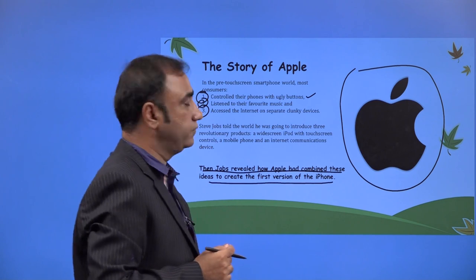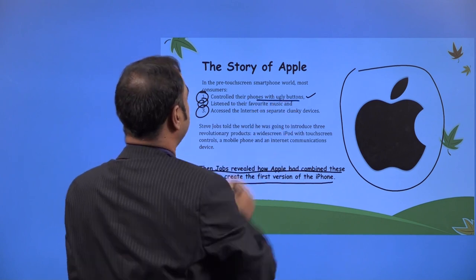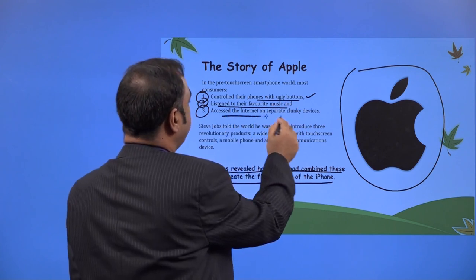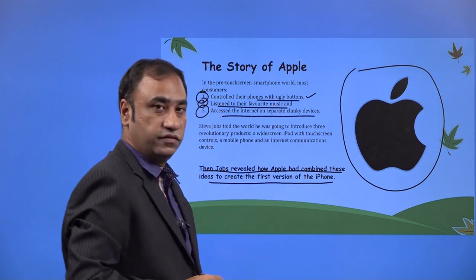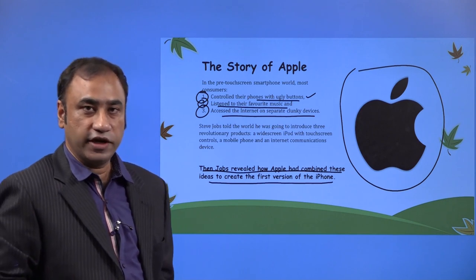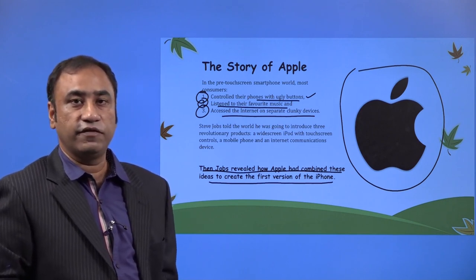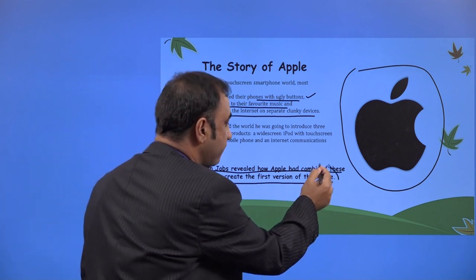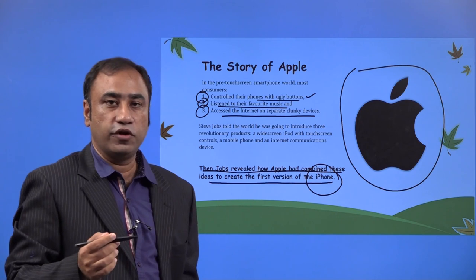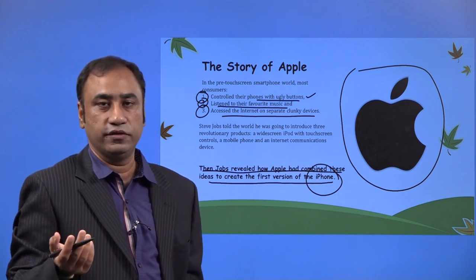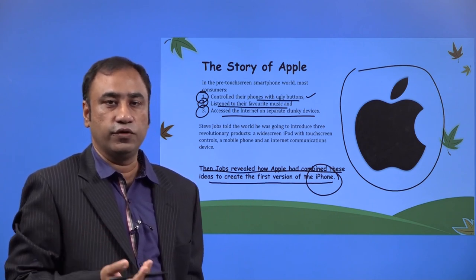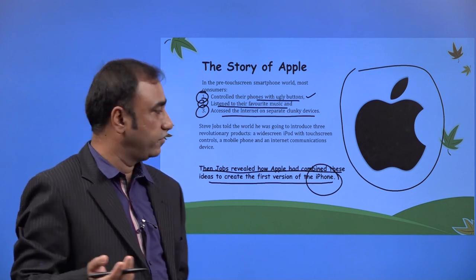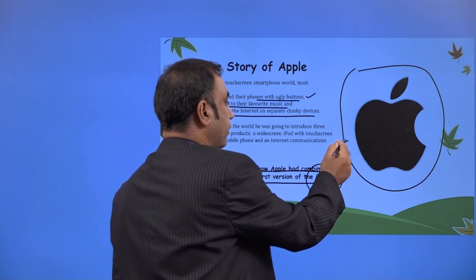What is the problem? Ugly buttons, listening to favorite music, and access to the internet on separate clunky devices. What the Apple iPhone did was combine these three different problems into one idea. What is that idea? That is the iPhone, the most popularized phone used globally, the best user-friendly phone, the highest cost phone. Who has done it? Apple, Steve Jobs.